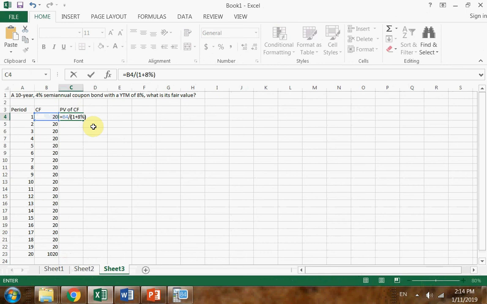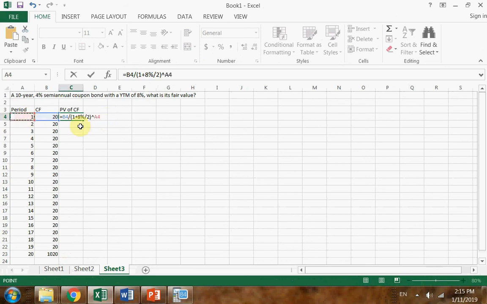And for the first period, it is $20, but the 8% is for the whole year. You cannot just use the entire yield to maturity. That's for the whole year. You have to divide 8% by 2, so you would get 4%. That's the discount rate for a semi-annual period. And then you raise it to the power of whatever period it is.